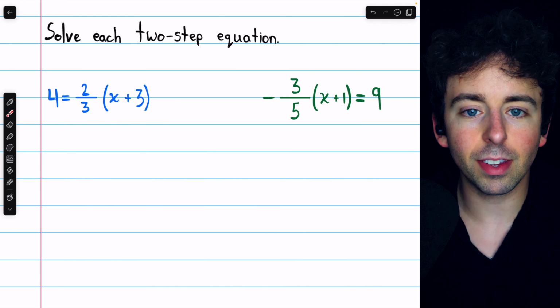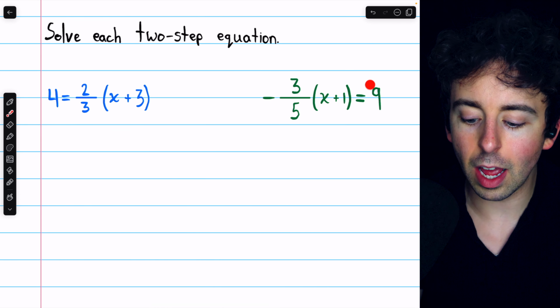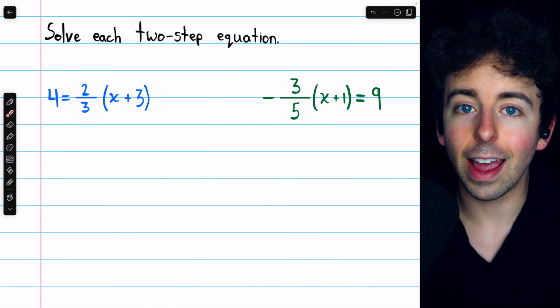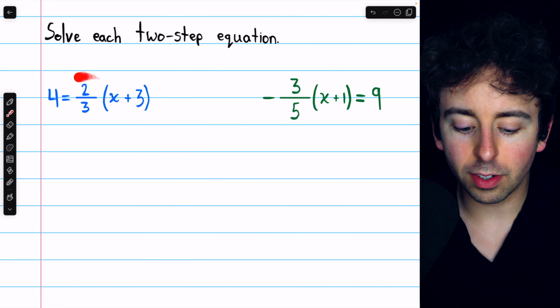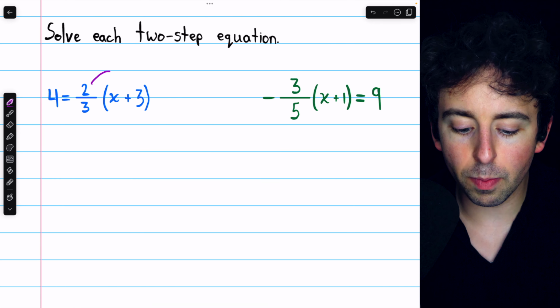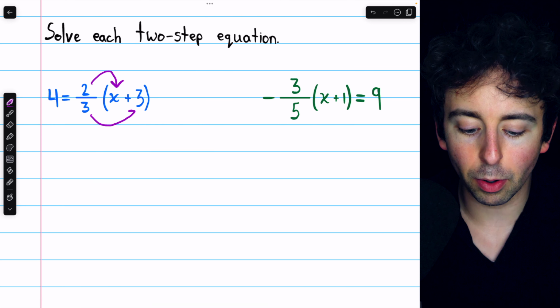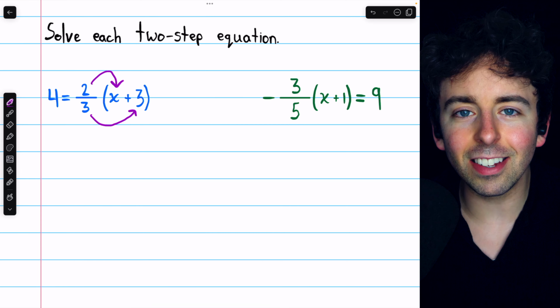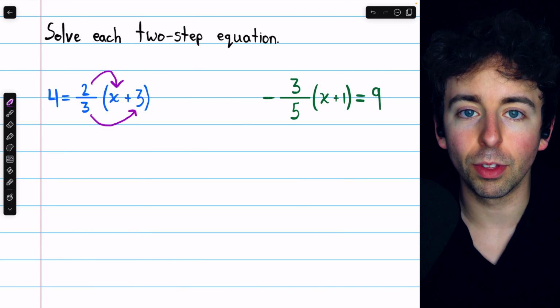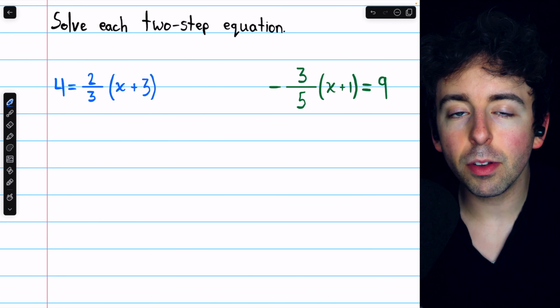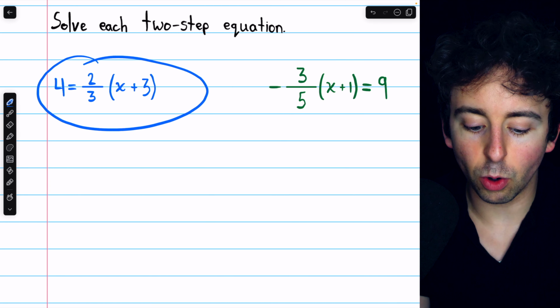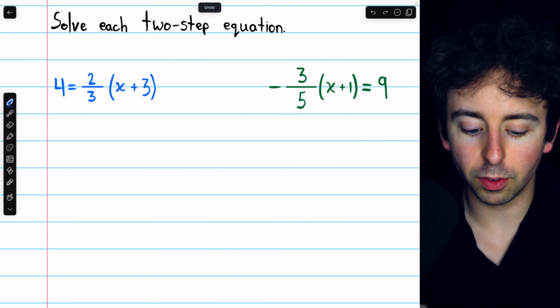Let's do a couple of examples of solving a two-step equation that has a fraction. In this first example, we have that 4 equals 2/3 times x plus 3. Now, we could distribute the 2/3 through the parentheses, but it would be easier to just get rid of the 2/3. To do that, we have to multiply both sides of this equation by the reciprocal of 2/3.